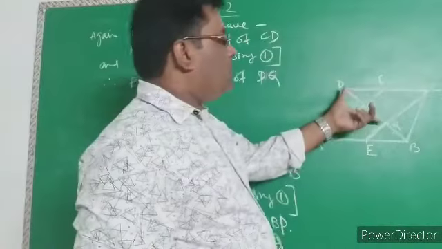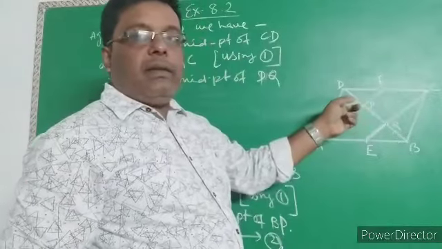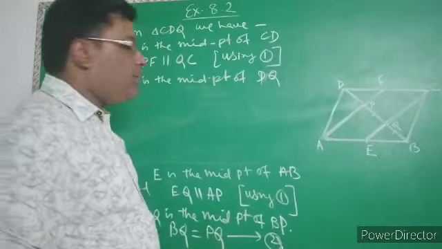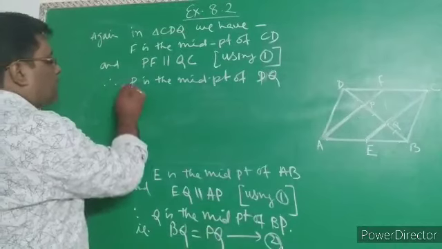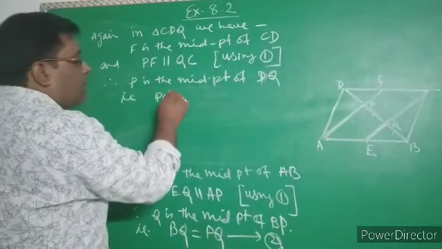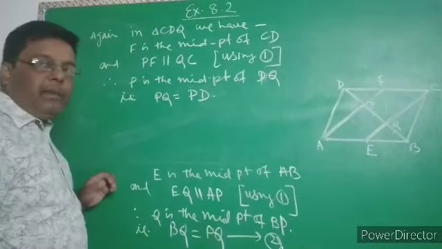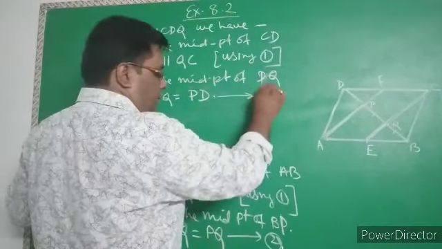So P is also the midpoint of DQ. Since F is the midpoint of this, by the theorem, it is done. That is right. PQ is equal to PD, or DP. Right. Give it a number.